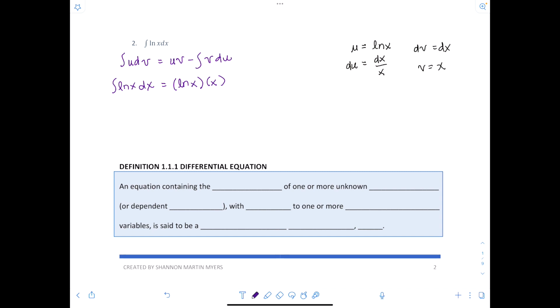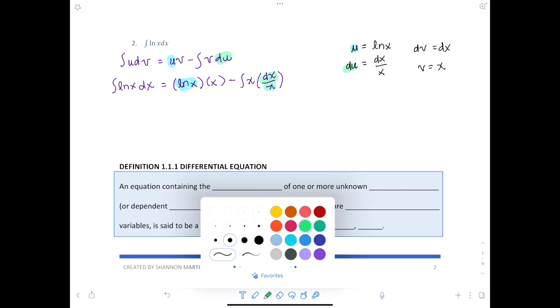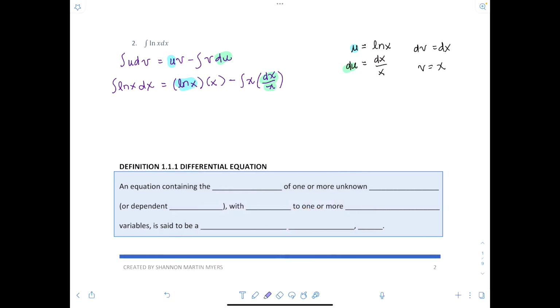All right, so we're going to subtract from that the integral of v du. So that's x, and then times dx over x. So matching everything up, u was natural log of x, and du was dx over x. And then our v, we'll do that one in purple, our v was equal to x.